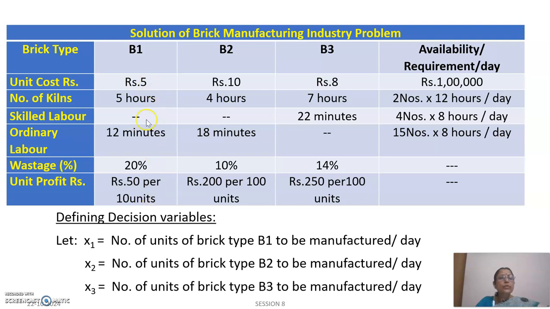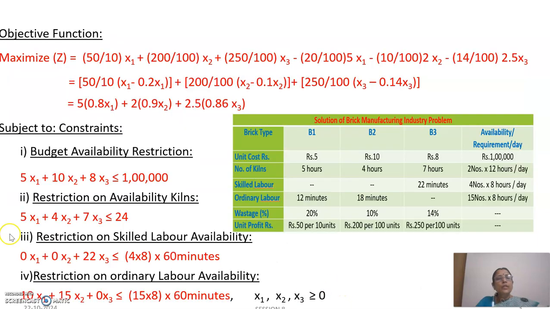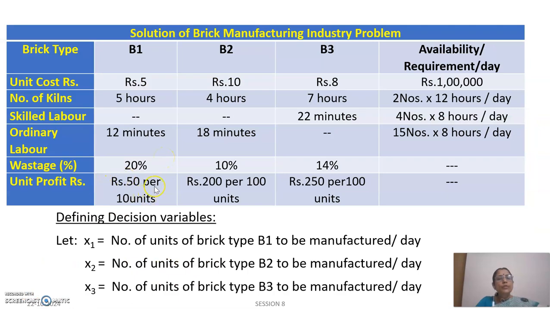So the decision variables are going to be how many bricks of B1 variety will have to be manufactured, which can be taken as X1. The number of B2 bricks to be manufactured per day can be taken as X2. The number of B3 bricks to be manufactured per day can be taken as X3. So that is what is listed here. X1 is the number of units of brick type B1 to be manufactured per day, X2 is the number of B2 per day, and X3 is the number of B3 per day.